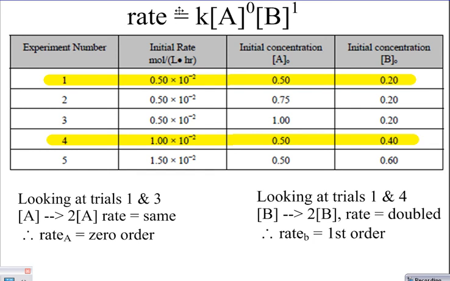So our reaction rate expression would be the rate equals the constant times the concentration of A to the 0, which we can just cross out and put 1 there, or just get rid of altogether, times the concentration of B to the first. So that's using the basic table logic.